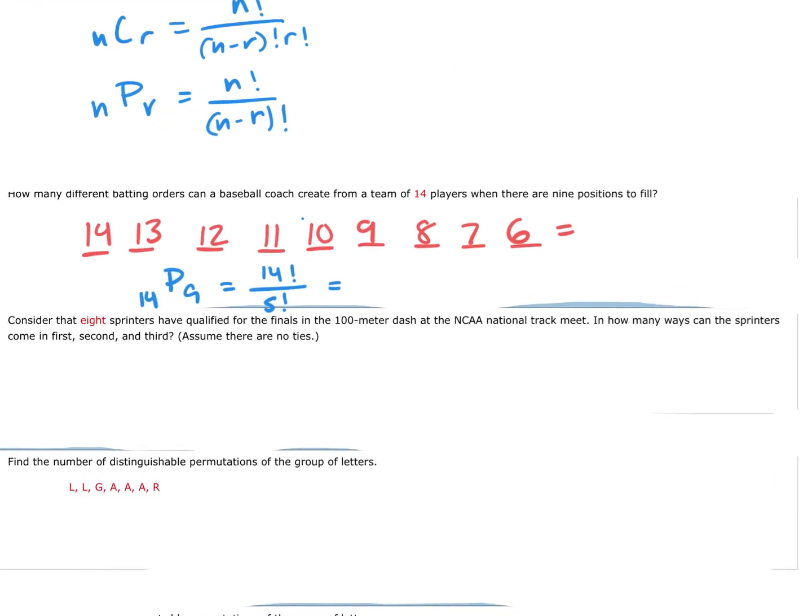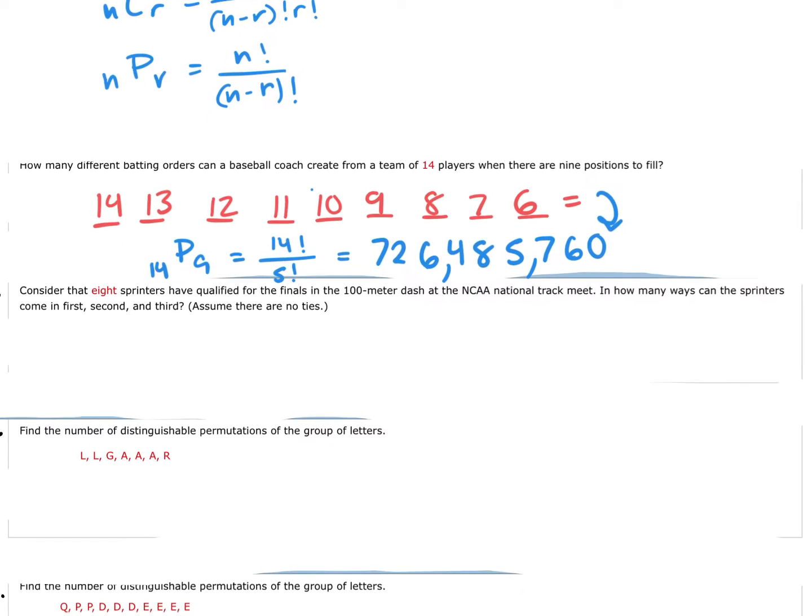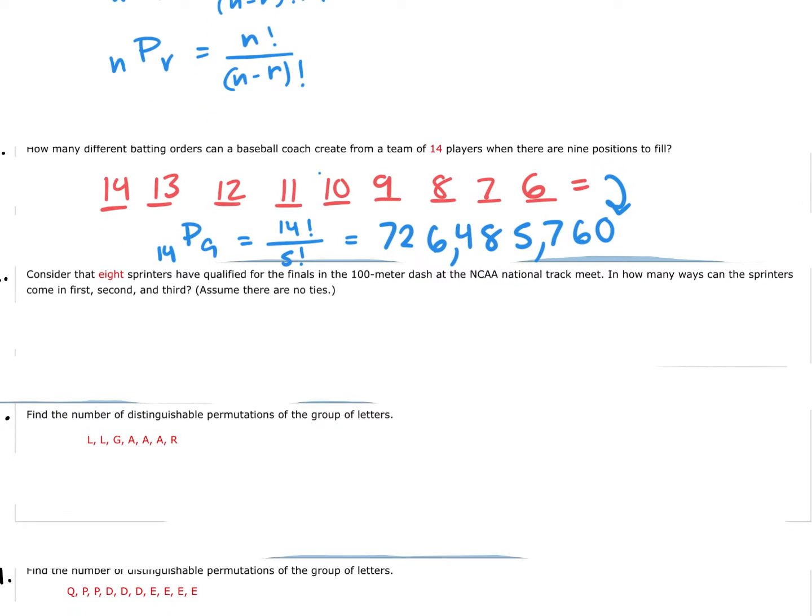What did you guys get when you multiplied all these together? Anybody? 7,264,857,60. So no matter which way you do it, in the red or in the blue, it'll give you the same answer. And why does order matter here?